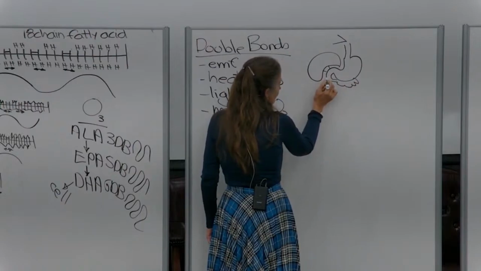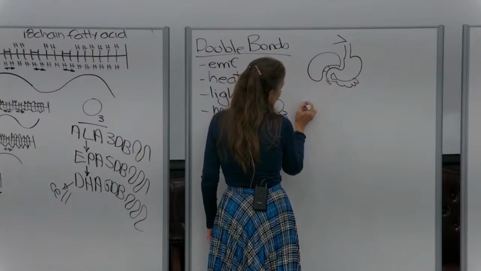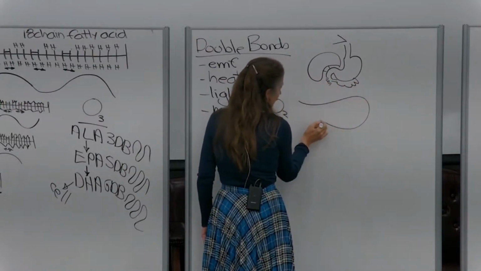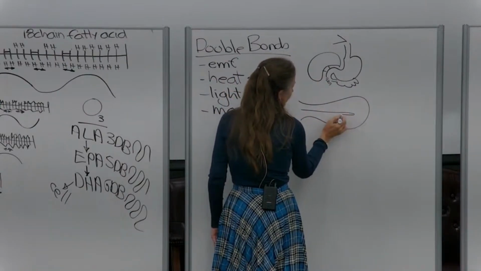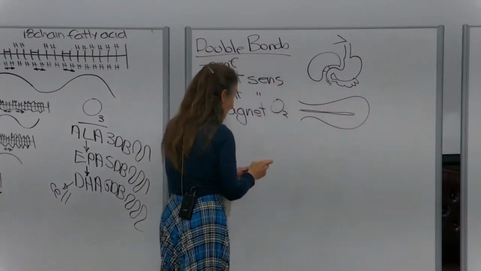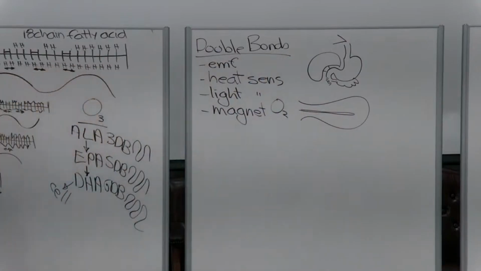Lining the duodenum, a little villi. Let's magnify the villi. And up the middle of the villi is the lacteal, and all through the villi is the blood capillary network.